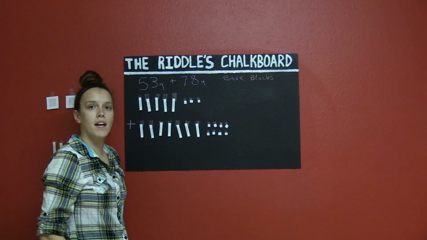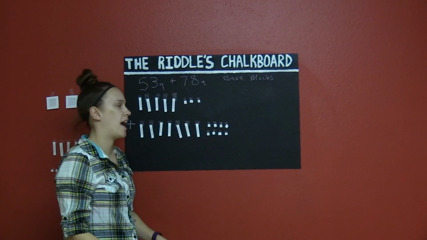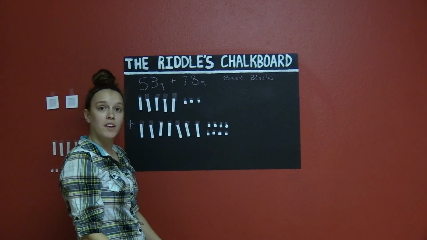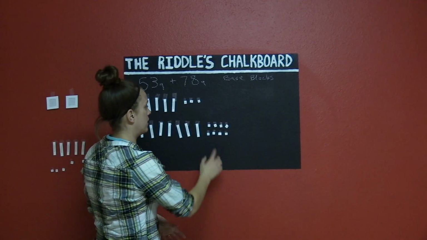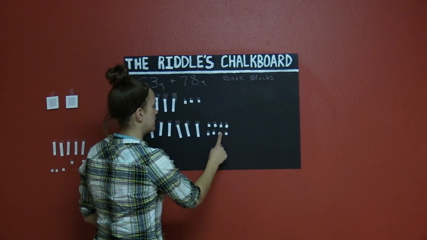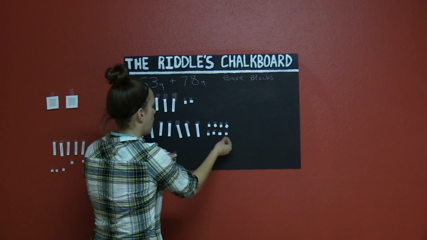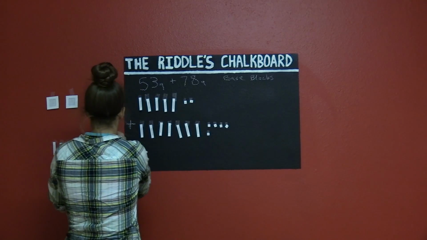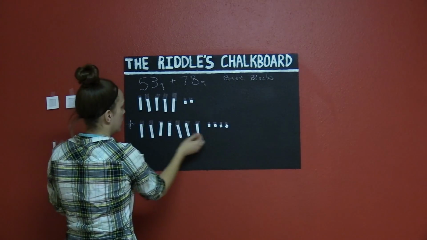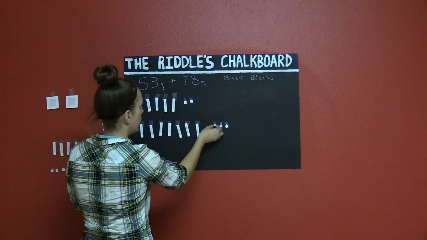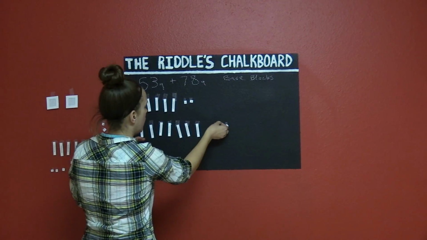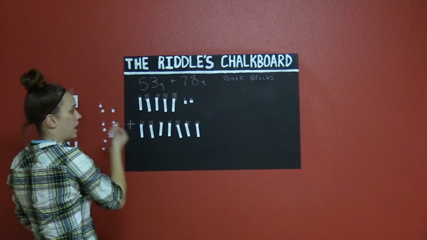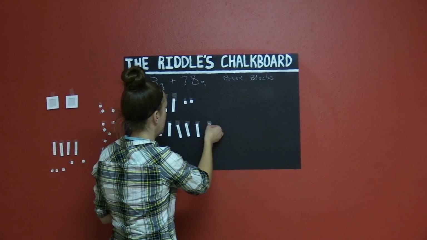Now, since we're in base 9, we have to remember that we have to regroup at 9. So we're going to add 8 to 3. So we have more than 9 there, so we're going to have to regroup at 9. So 1, 2, 3, 4, 5, 6, 7, 8, 9. So we're going to take all of these away and replace it with a rod. Okay, so we regrouped 9 units for a rod that equals 9.